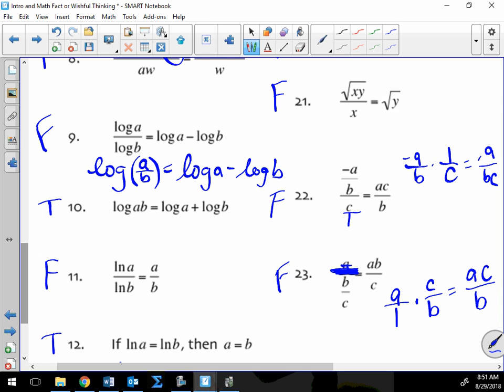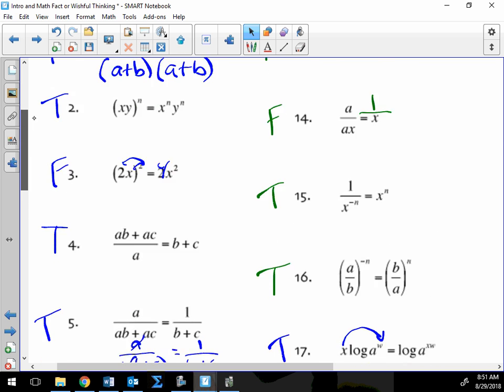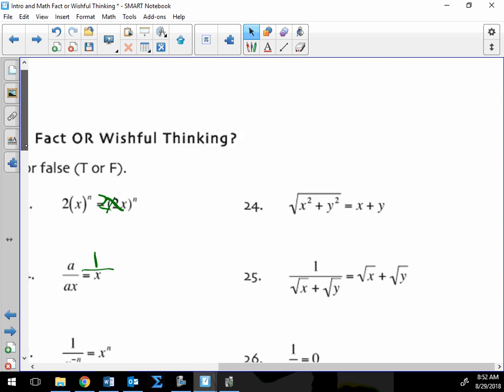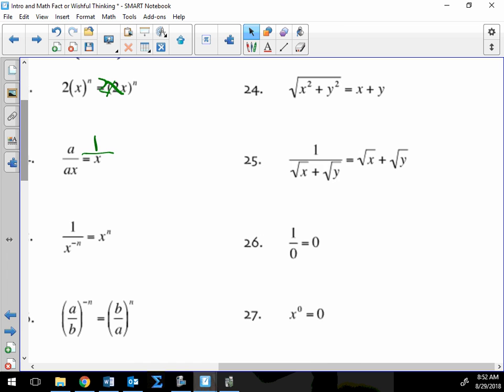Okay, questions on those ones that we just went over? I recommend you review your log properties very soon. Alright, and then we have just a few more to simplify. That's right, there's more. Alright, those should go a little faster.